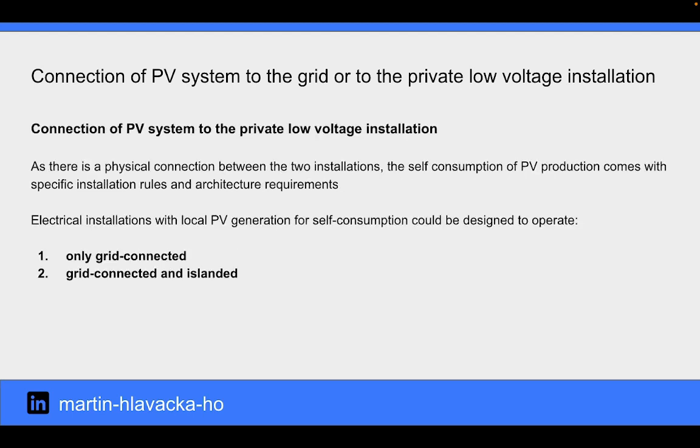As there is a physical connection between the two installations, the self-consumption of PV production comes with specific installation rules and architecture requirements. Electric installations with local PV generation for self-consumption could be designed to operate only grid-connected or grid-connected and islanded.